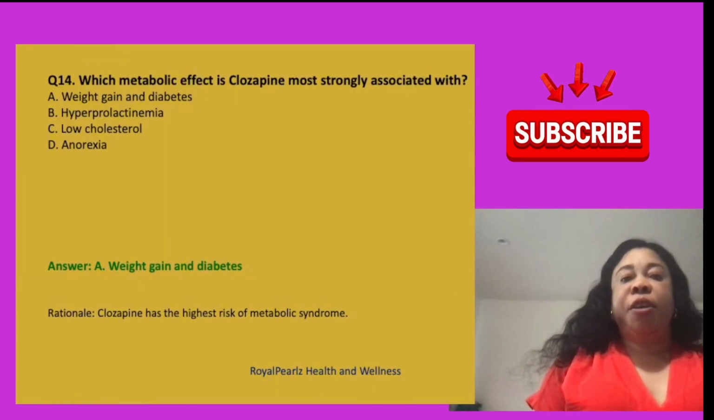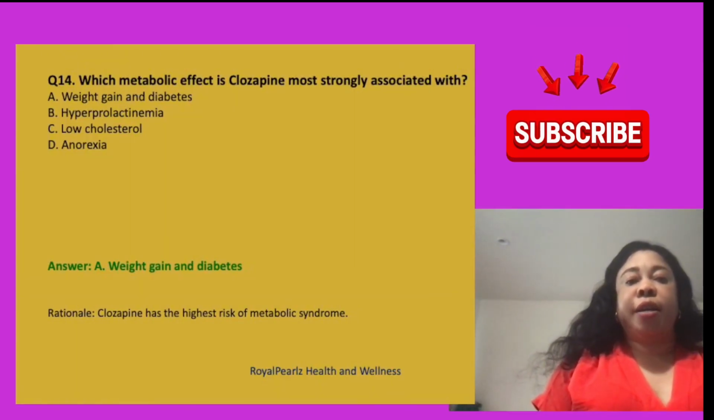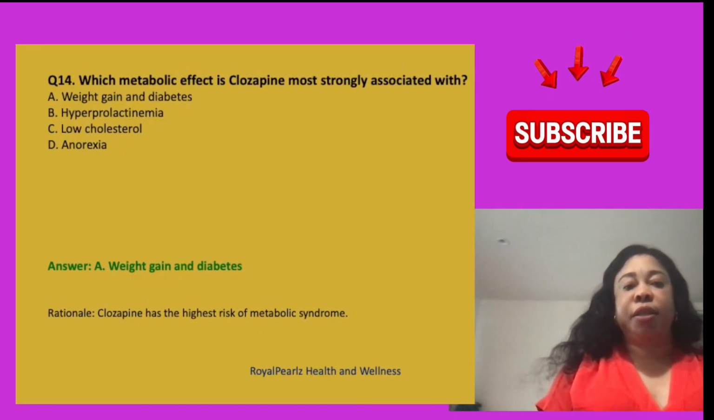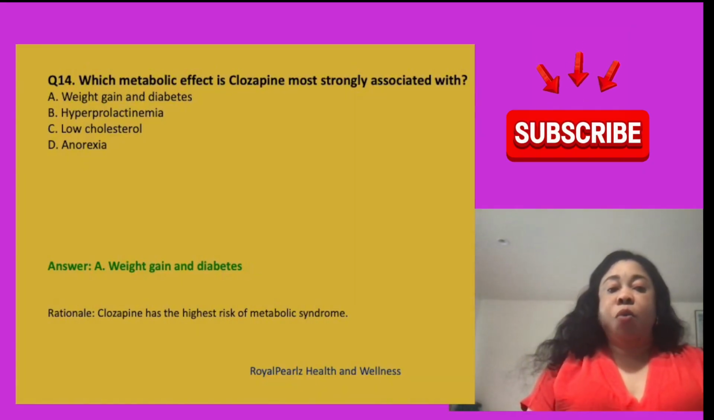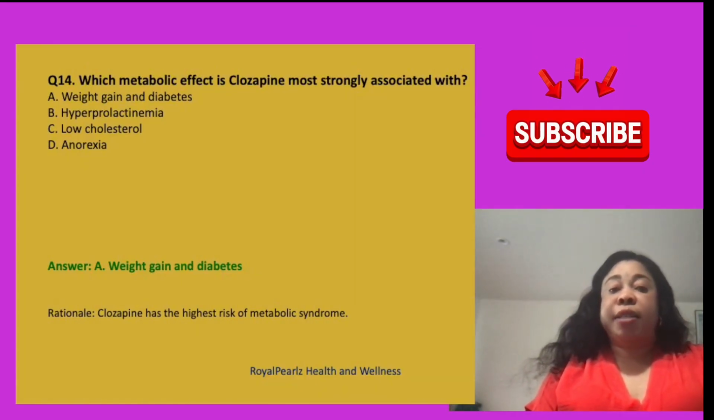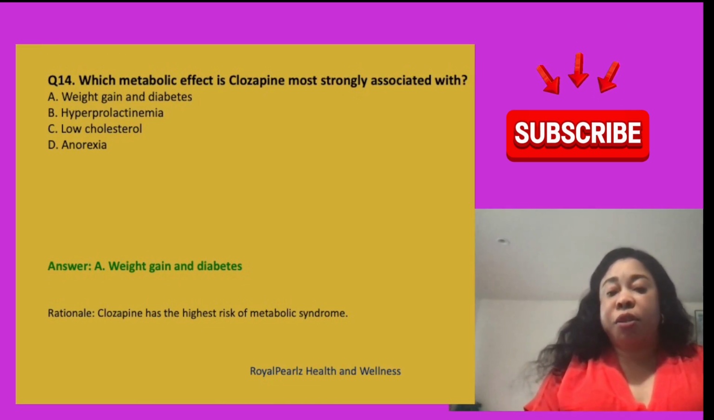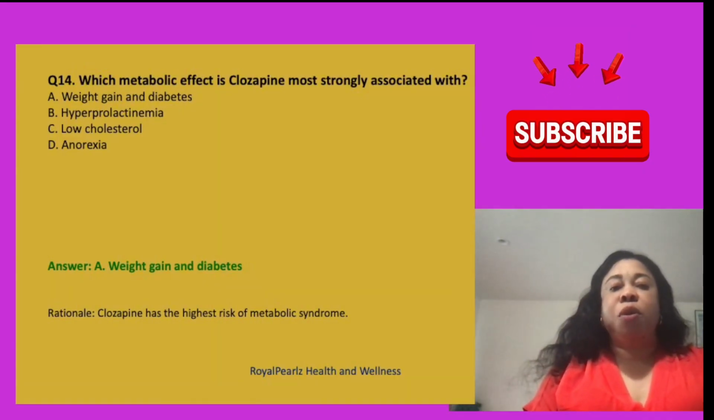Which metabolic effect is clozapine most strongly associated with? A, weight gain and diabetes. B, hyperprolactinemia. C, low cholesterol. And D, anorexia. The answer here is weight gain and diabetes. Clozapine has the highest risk for metabolic syndrome. Remember that clozapine is a second generation antipsychotic medication, and they are famous for metabolic syndrome, and clozapine is one of them.